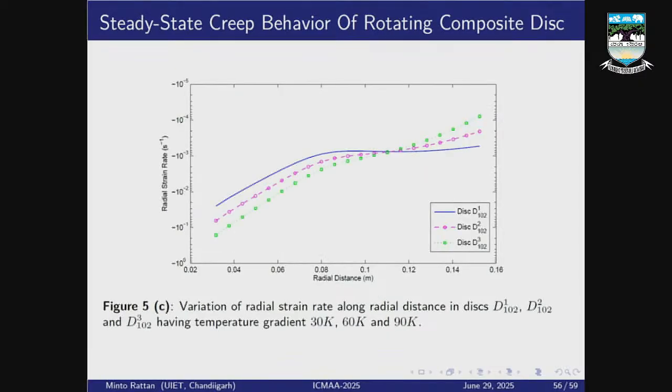The effect of different parabolic thermal gradients on radial strain rates can be seen near the inner and outer radii of the disk from the graph. The radial strain rates decrease with the decrease in thermal gradient in disk 1, disk 2 and disk 3, as shown in figure 5c. However, at the inner radius, disk 3 shows the highest radial strain rate, and at the outer radius, the radial strain rate is highest for disk 1.